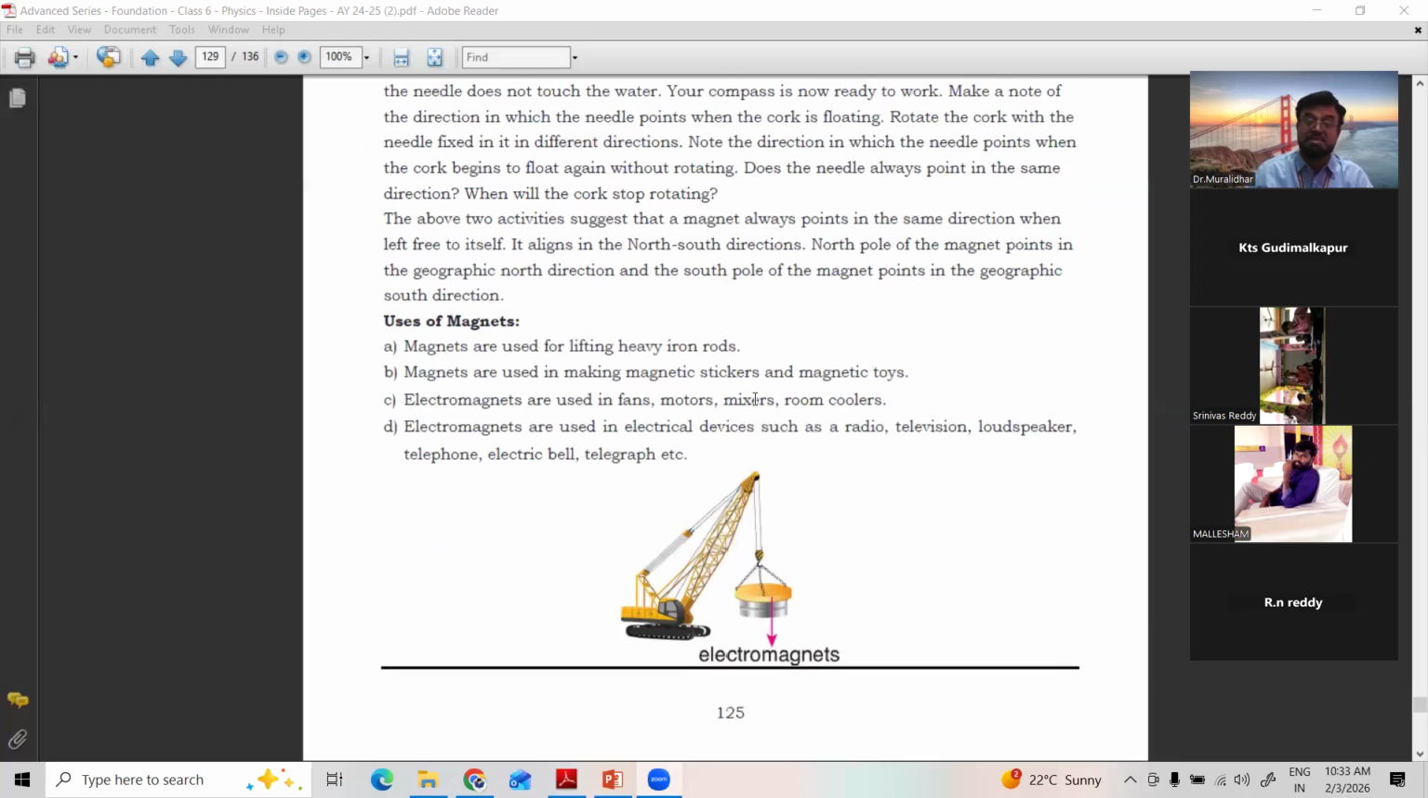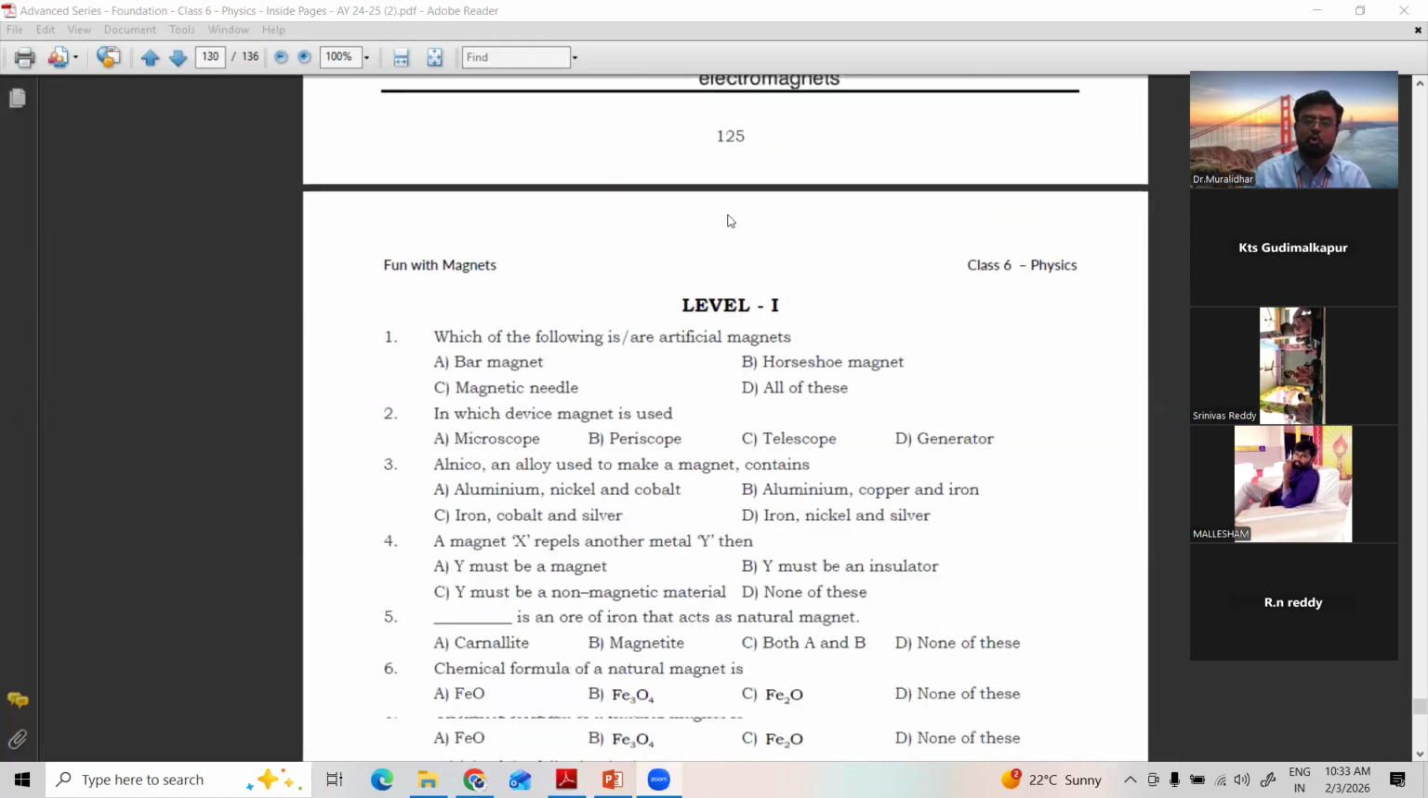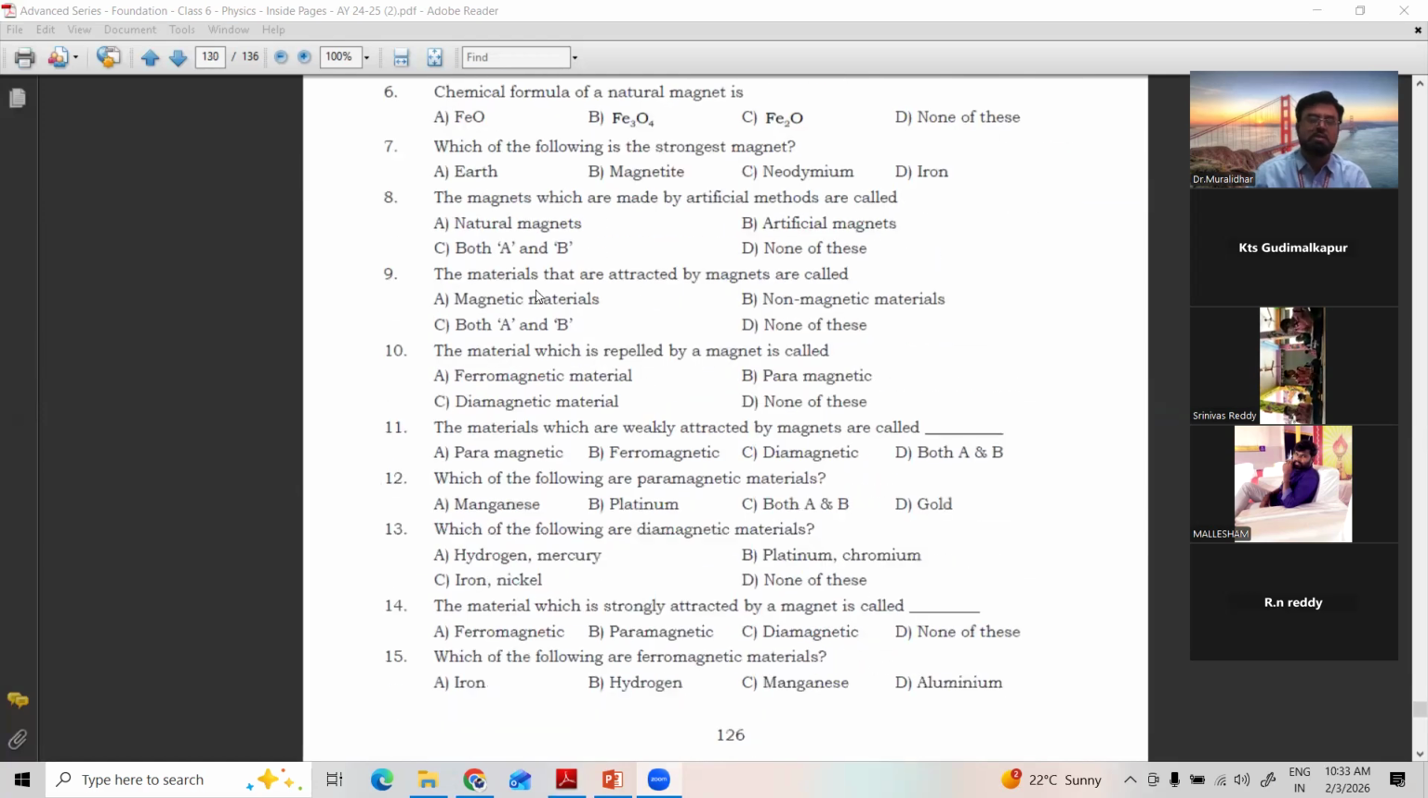So there are some activities, and we'll see in the next class the explanation for the activities, the reasons for that, and finally the uses of magnets. In the last class when we meet on Friday, we'll complete the total material.